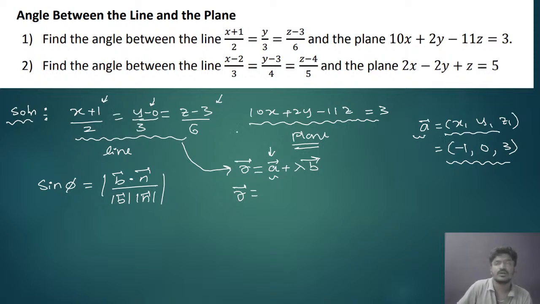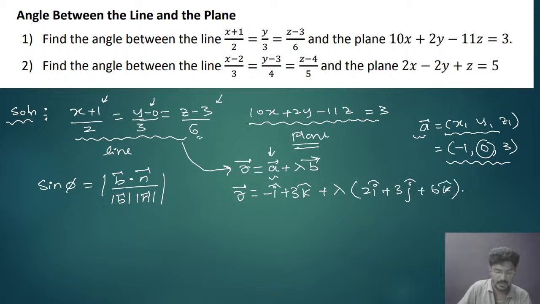The x1 value is plus 1, you have to write it as minus 1. y1 is 0, write it as 0. z1 is minus 3, that you have to take as plus 3. So now this will be minus i cap plus 3k cap. There will be no j cap because this is 0. Lambda times b vector is 2i cap plus 3j cap plus 6k cap. This is your equation of line.